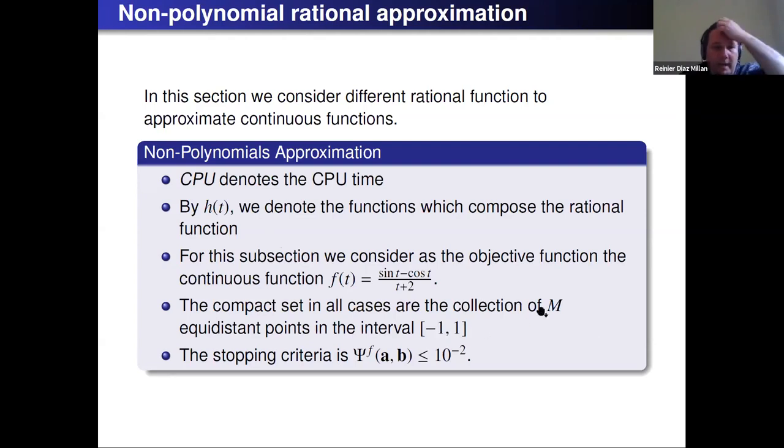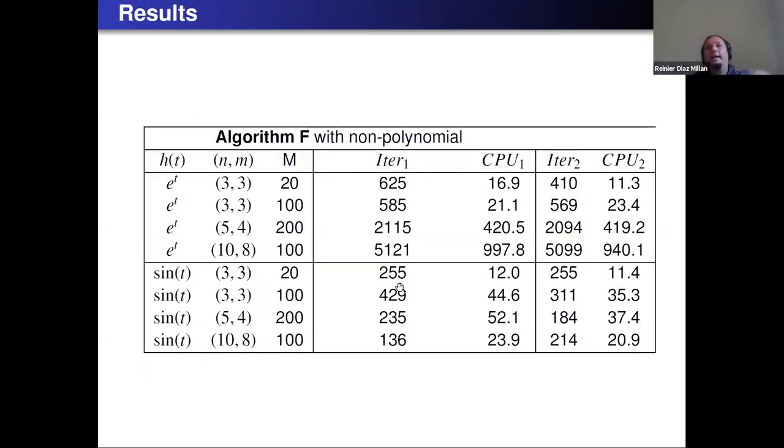Again, we take equidistant points between -1 and 1, and we stop when the maximal deviation function is less than or equal to 10 to the -2. Why did we choose this function? Because we realized that the algorithms obtain this precision for the function that we want to approximate. Okay, and the results are in this table. Again, this is for the first variant, and this is for the second variant.